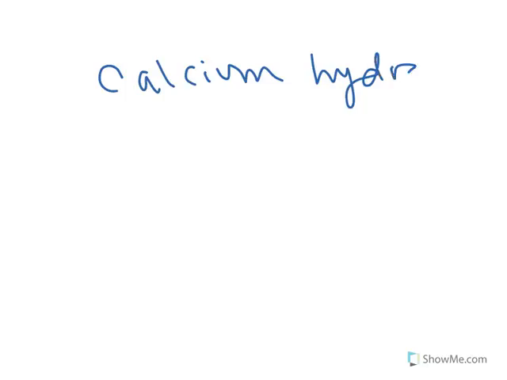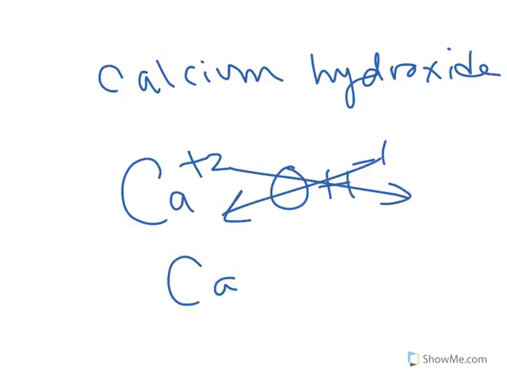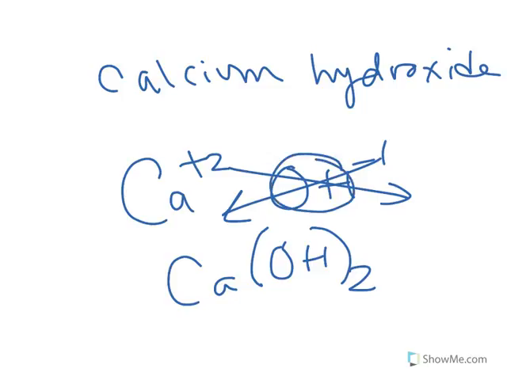Similarly, if I had calcium hydroxide, I look up the charges. Calcium is +2, hydroxide is -1. Crisscross, Ca gets the 1, which we don't have to write. And the OH has to go in parentheses to show that the whole polyatomic hydroxide is a 2. There are 2 of them.